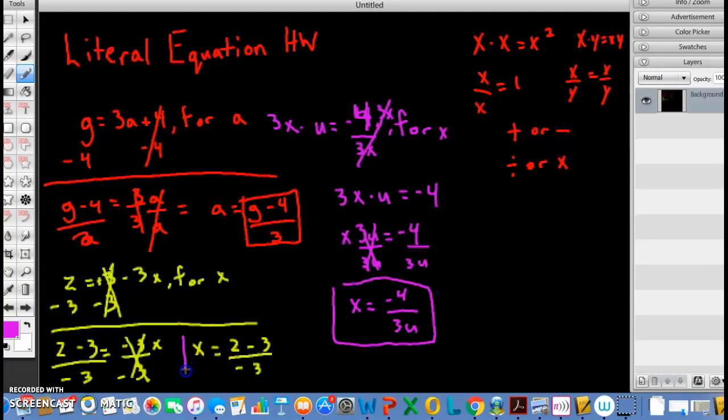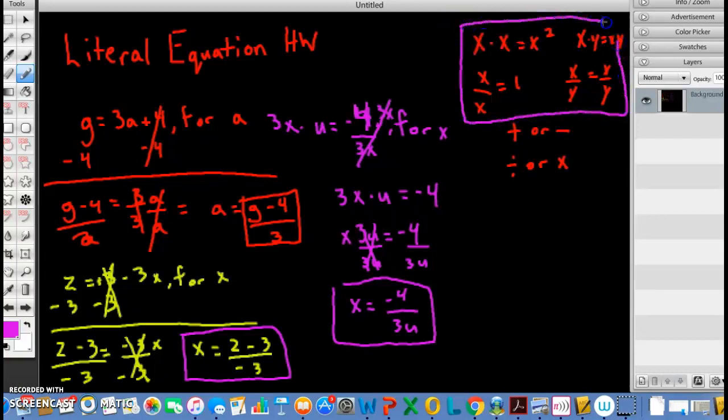Okay, so to solve these problems, you need to remember the power rules. And then you also need to remember when you're solving a two-step equation, most likely you're going to do addition or subtraction first, and then you'll do division or multiplication. Now, if they don't have any addition or subtraction signs, you just go straight to division or multiplication to solve for the variable.